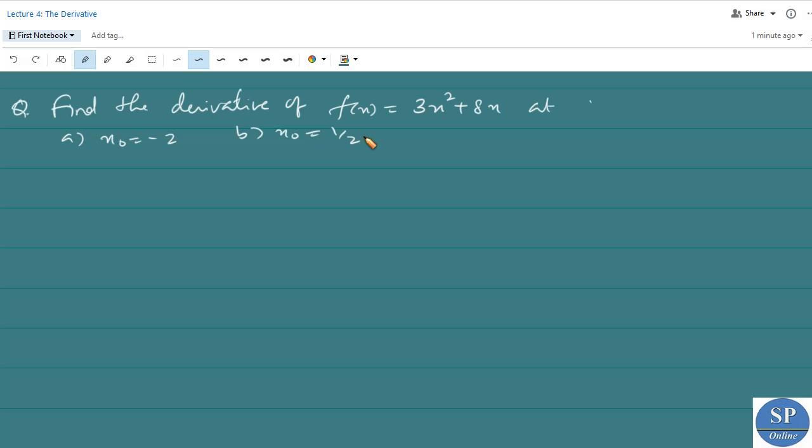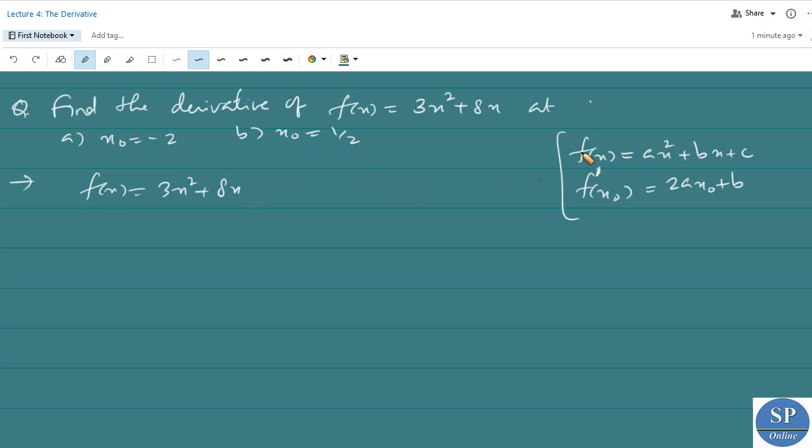Okay, so we already discussed the quadratic function rule, that is for a function f of x is equal to ax square plus bx plus c, we have the derivative at the point x naught, f dash of x naught, is equal to 2a x naught plus b. Okay, so we can use this. So here our function is f of x is equal to 3x square plus 8x plus 0. So here a is equal to 3, b equal to 8 and c equal to 0. Clear?